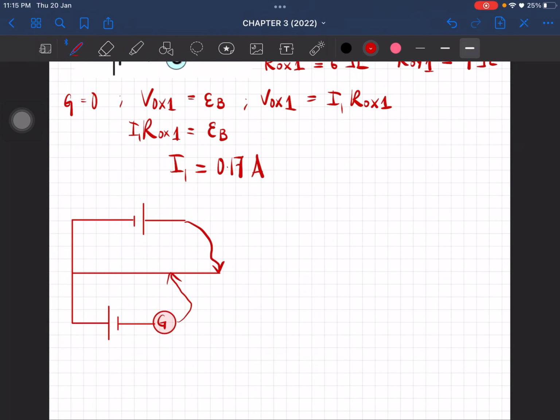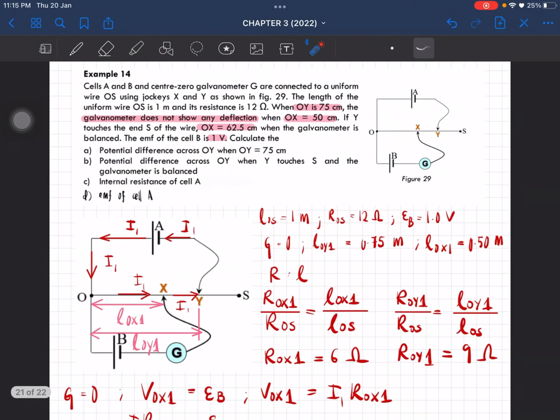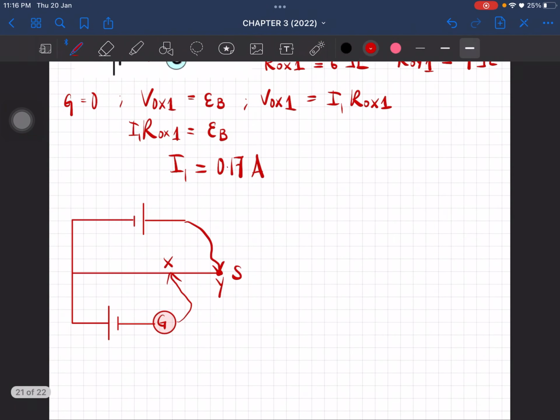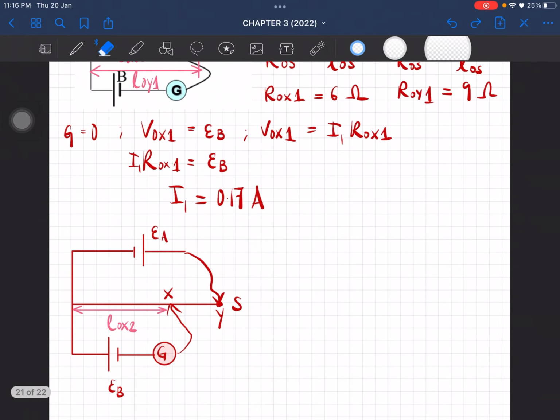So jockey Y is now at point S. It moved in the second situation. The question says if Y touches the end S of the wire, OX becomes 62.5 cm. This is for that situation. So this is EMF A, this is EMF B. From here we will get this length, LOX for the second current. We label it as number 2. Oh, I drew it wrong.